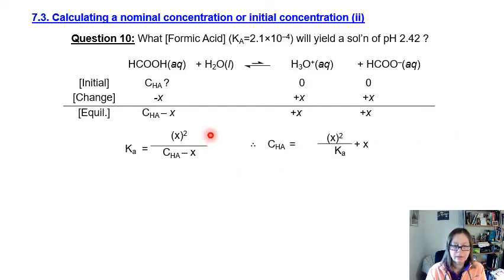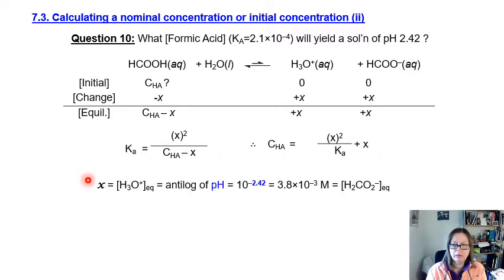If we rearrange this equation to solve for C, we can write that the concentration of acid, the nominal concentration, is x squared divided by Ka, plus x. You need to recognize that in all of these questions, x is always the concentration of H3O+. So we can calculate x as being the antilog of the pH, 10 to the negative 2.42, which is 3.8 times 10 to the negative 3 molar. It's also the concentration of the formate ion.